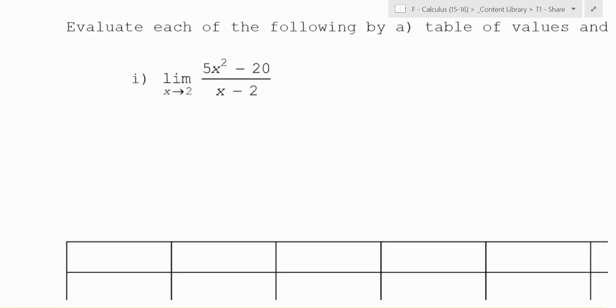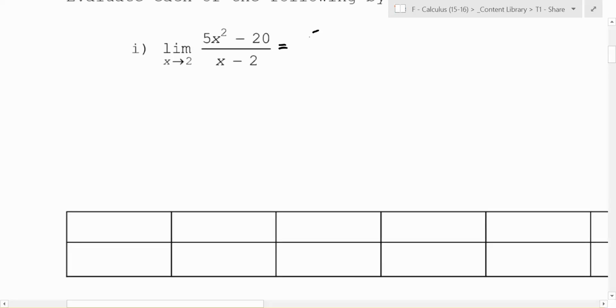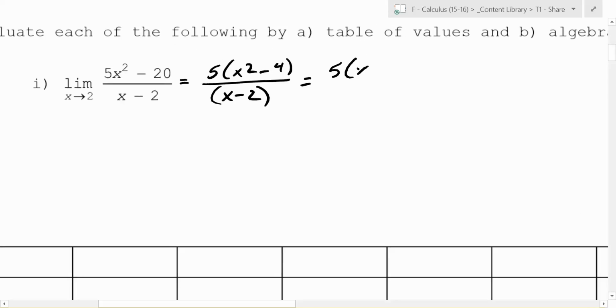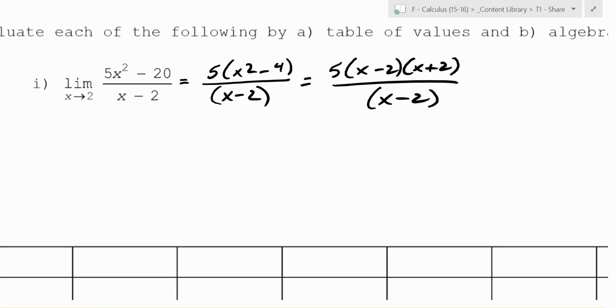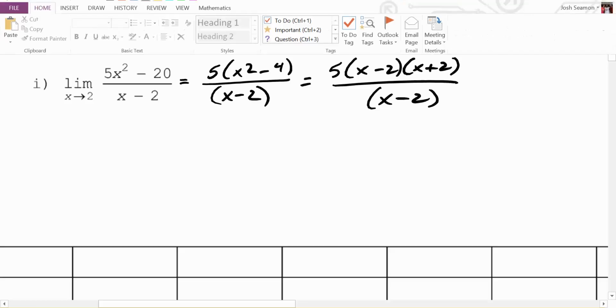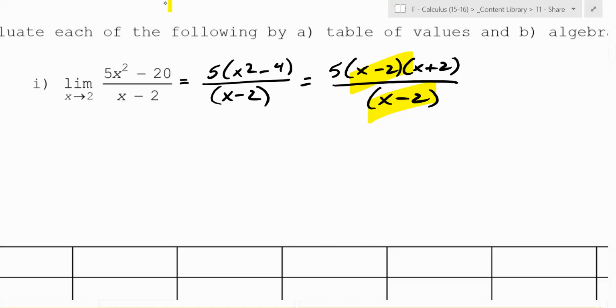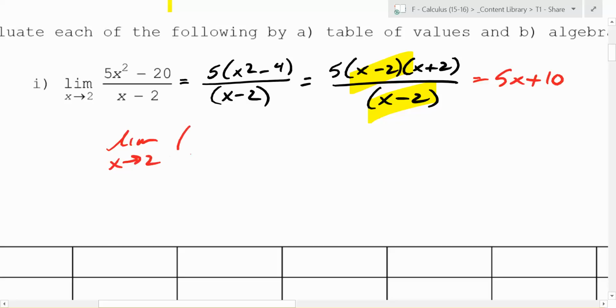So, factor. Henry, factor the top for me. What do I factor out first? 5. Yeah, so you get 5 times x squared minus what? 4, over x minus 2. We're not quite there yet. We can still factor some more, right? Yeah, so you get x minus 2 times x plus 2. Yep. So we get rid of the x minus 2, and we end up with 5x plus 10. Exactly. So if this thing is 5x plus 10, can we now plug in 2? The limit as x goes to 2 of 5x plus 10. What's that going to be?